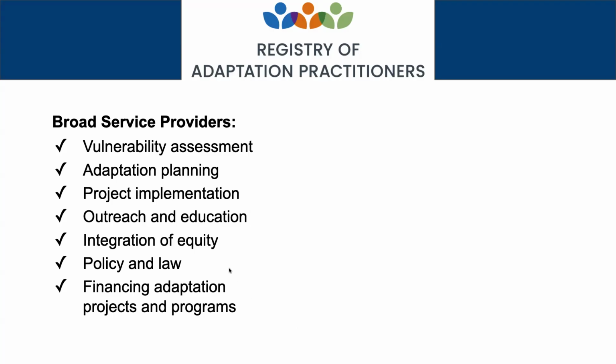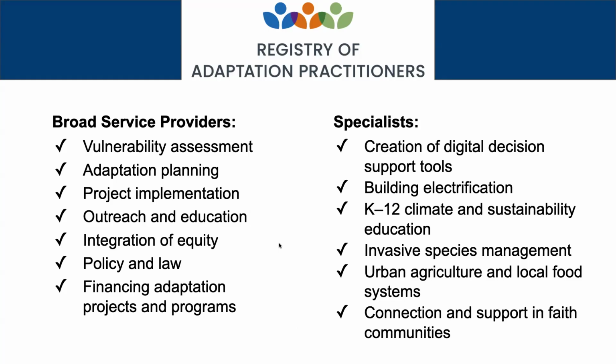And then we have a second category of specialists. And those are organizations that primarily do really one specific thing. And so this is an example of some of the specialists that we already have in the registry. There are folks who create digital decision support tools, who do climate education, invasive species management, work with faith communities, that kind of thing. I forgot to show you because the filters I selected didn't match any specialists.